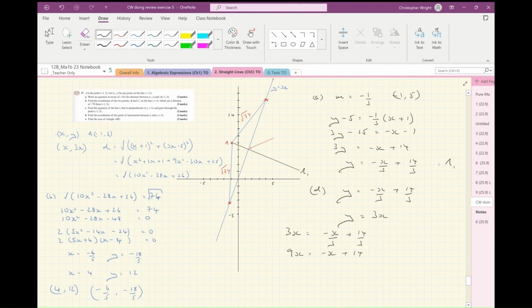Okay, add x to both sides, divide by 10. So my x-coordinate of that point is 1.4, and I know the y-coordinate is 3x, so that's 4.2. So the coordinates of that point of intersection are 1.4, 4.2. And that is point D done.